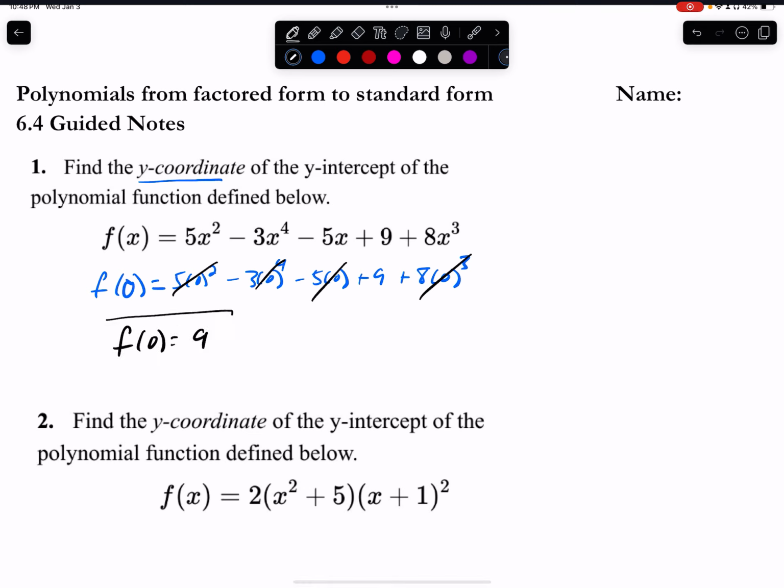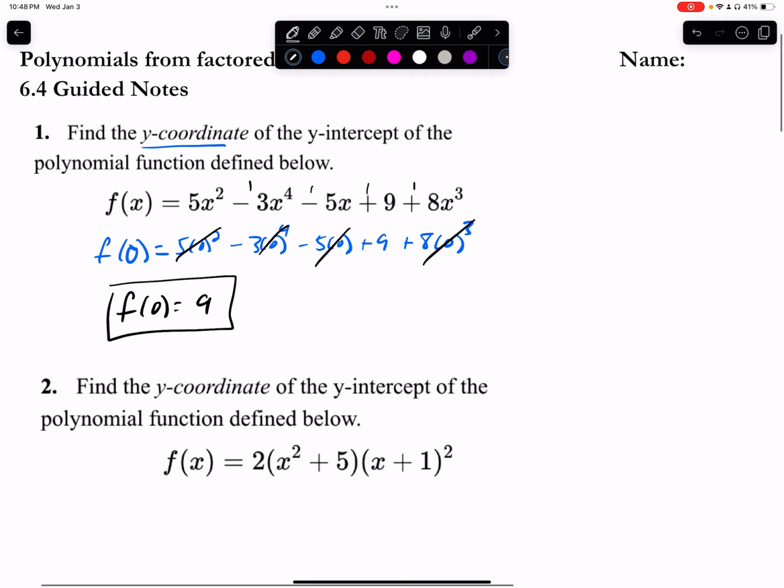So really, the y-coordinate in standard form is just a constant, right? It's just going to be the constant, okay? Even though this wasn't technically written in standard form, we have an additive relationship right here, okay?